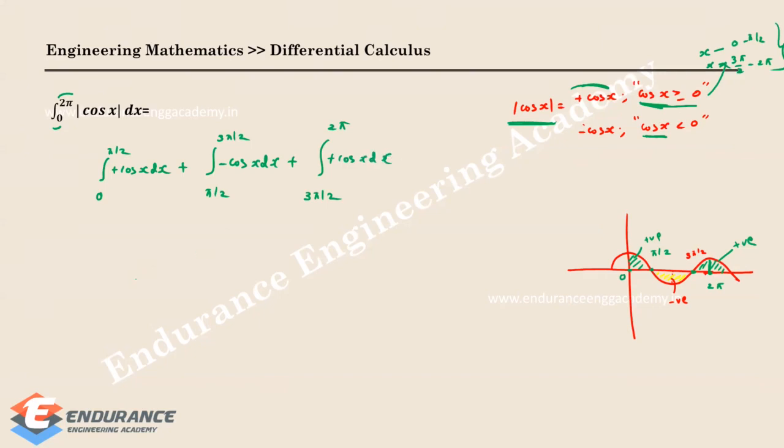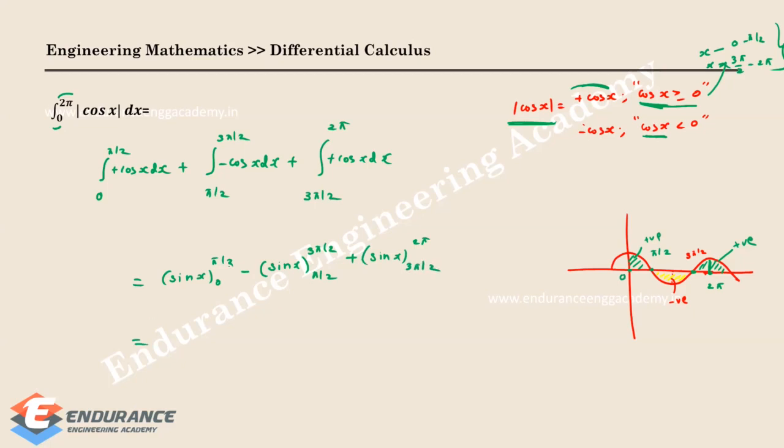And now I need to integrate this. Cos x integration, we already know, is sine x. The minus sign was already there, so I can keep that minus sign outside. Cos x integration is sine x, with upper limit 3 pi by 2 and lower limit pi by 2. And cos x integration, again, is sine x, with upper limit 2 pi and lower limit 3 pi by 2.